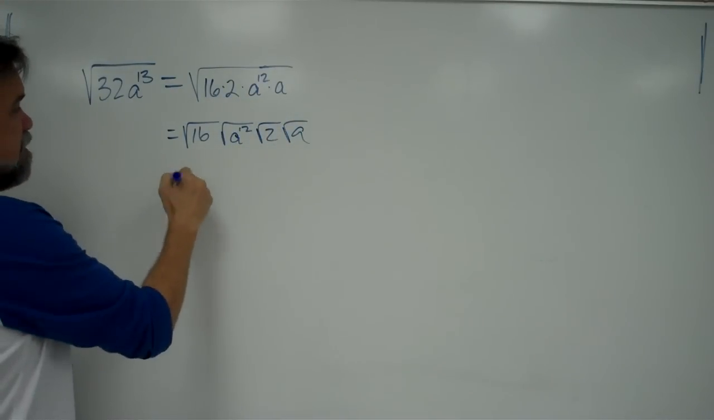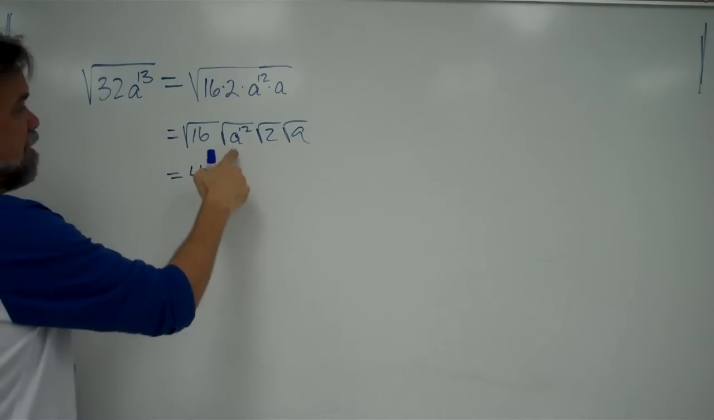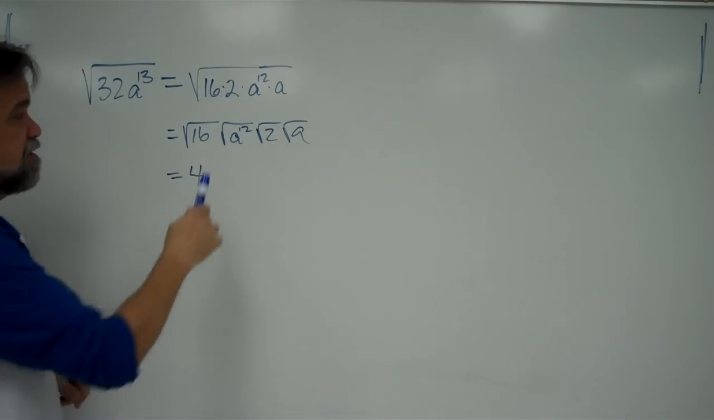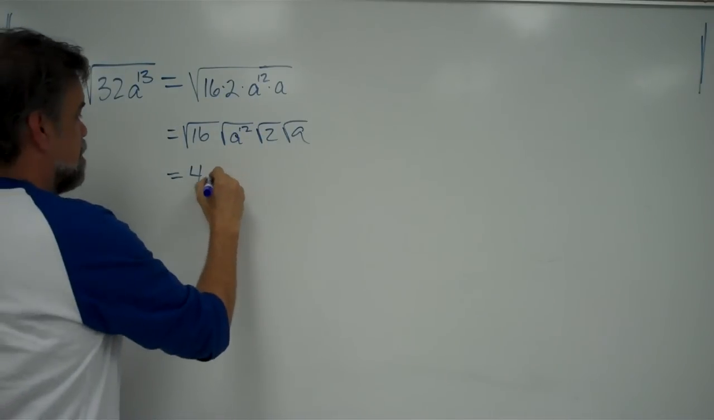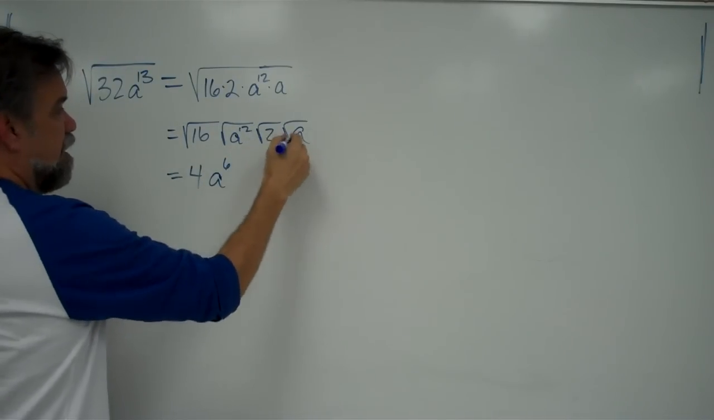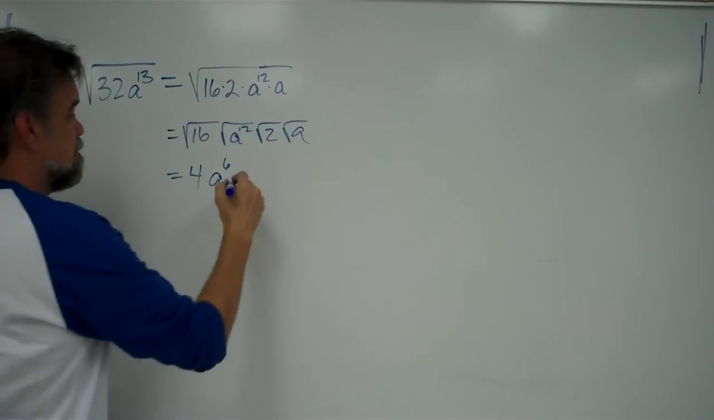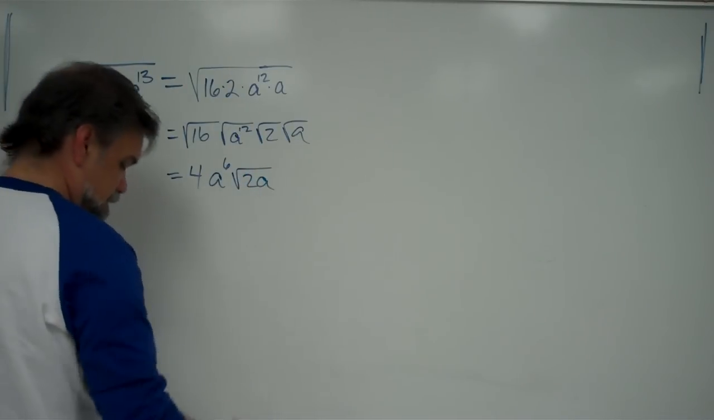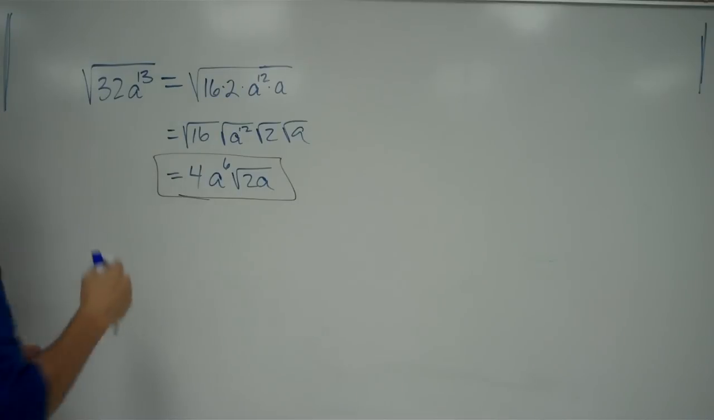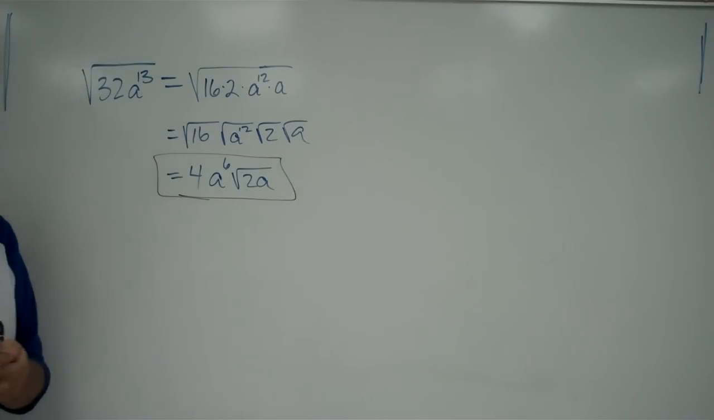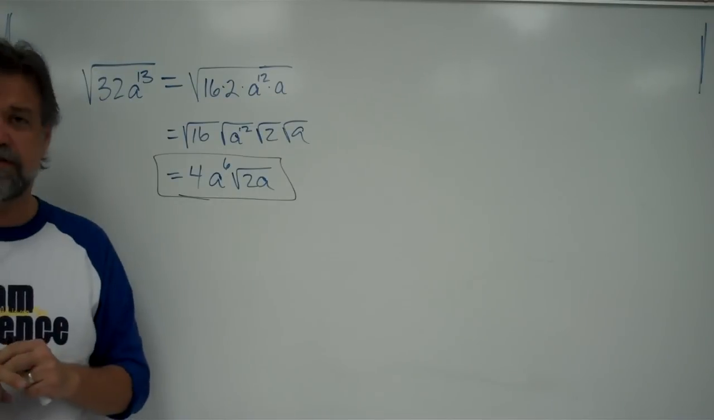And what does that give us? Well, the square root of 16 is 4. The square root of a to the 12th is just a to the 12th to the 1/2. 12 times 1/2 is 6. And the square root of 2 times the square root of a is just the square root of 2a. And there is my simplified form of that guy. All right? You want to do another one? Sure, we'll do another one.